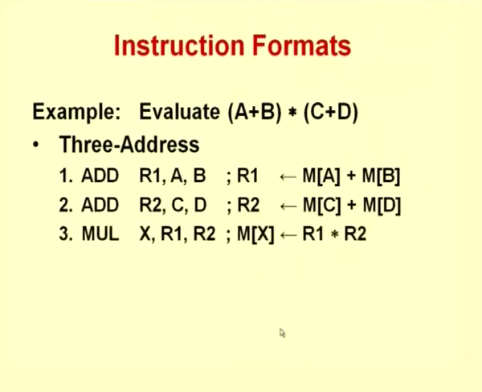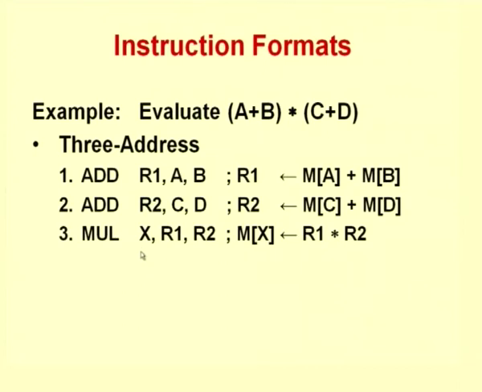Now, I need to have a multiply instruction which will take the values in r1 and r2, multiply them and store them in x. So, I have multiply x comma r1 comma r2. Remember our convention that we are using. The convention we are using is that the destination operand is specified first, followed by source operand 1 and then source operand 2. So, when I say multiply x comma r1 comma r2, it means that x is the destination register, a destination value.